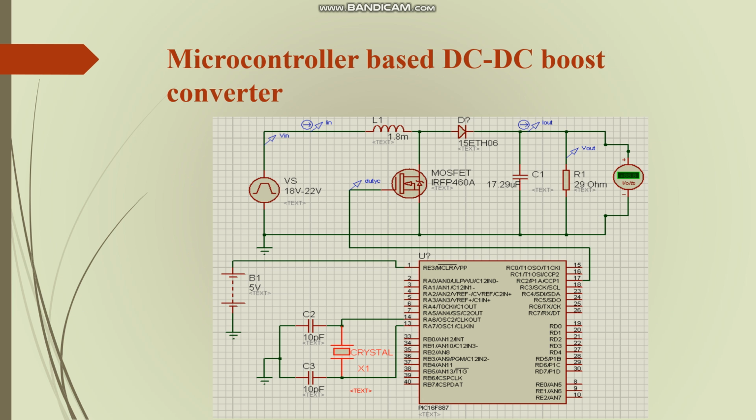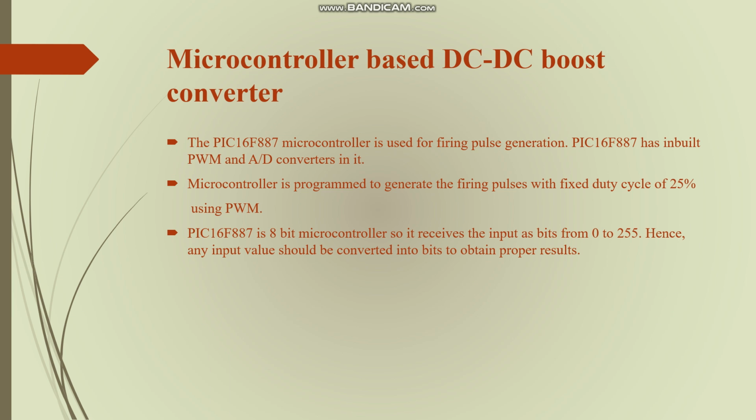So this is the microcontroller based DC to DC boost converter. The PIC16F887 microcontroller is used for the firing pulse generation. PIC16F887 has inbuilt PWM and A to D converters in it. The microcontroller is programmed to generate the firing pulses with a fixed duty cycle of 25% using the PWM. PIC16F887 is an 8-bit microcontroller, so it receives the input as a value of 0 to 255.